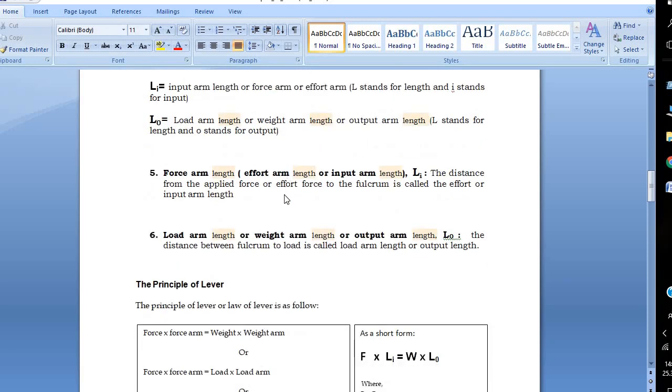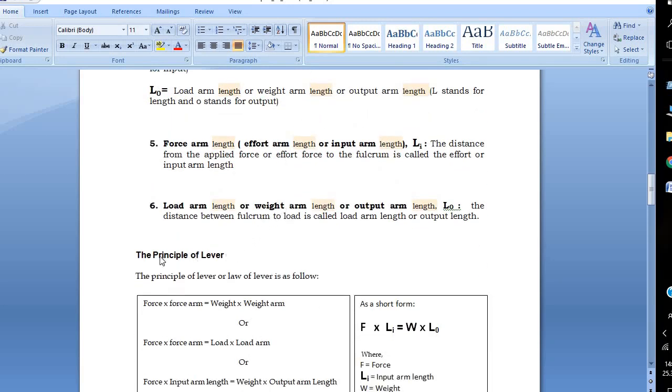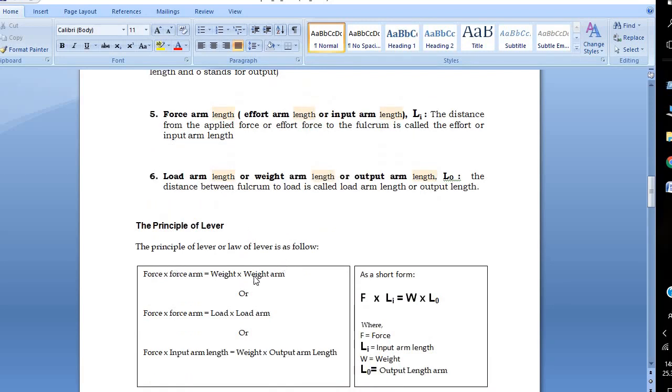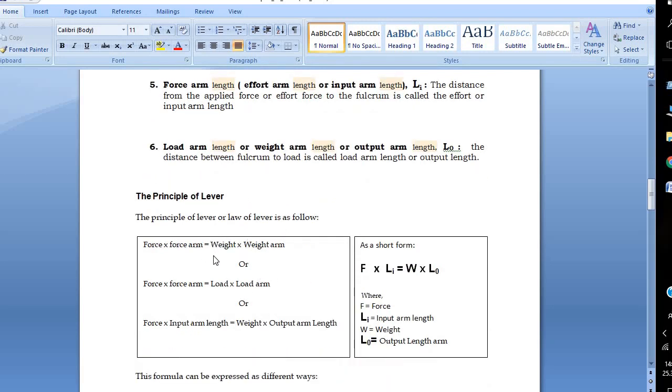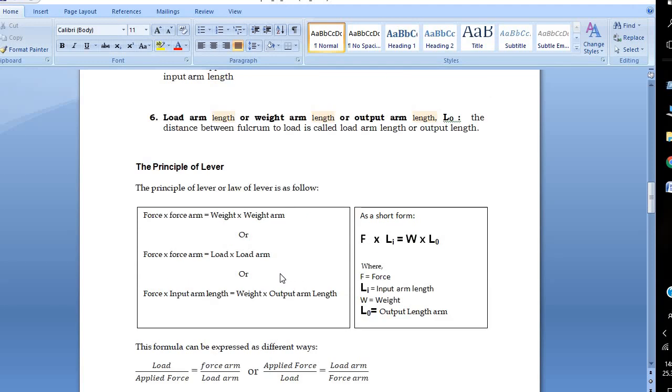Now we are going to discuss a very important thing, the principle of the lever. Here is the very important law, or formula: force into force arm is equal to weight into weight arm. In short form, force into force arm, and weight into weight arm, or you can say force into force arm, load into load arm. It is a very simple definition, because force is related to the force arm, and load is related to the load arm.